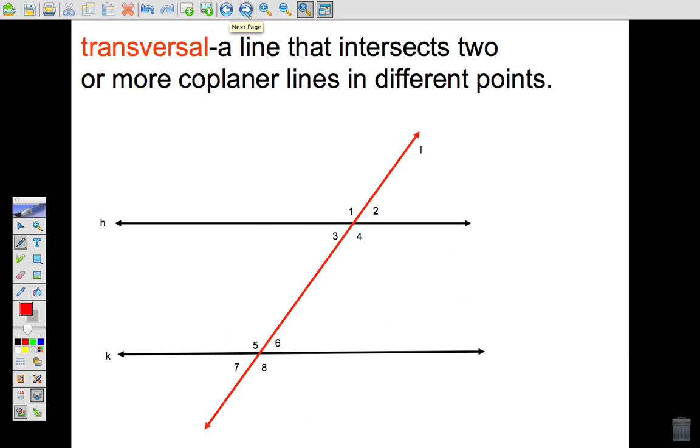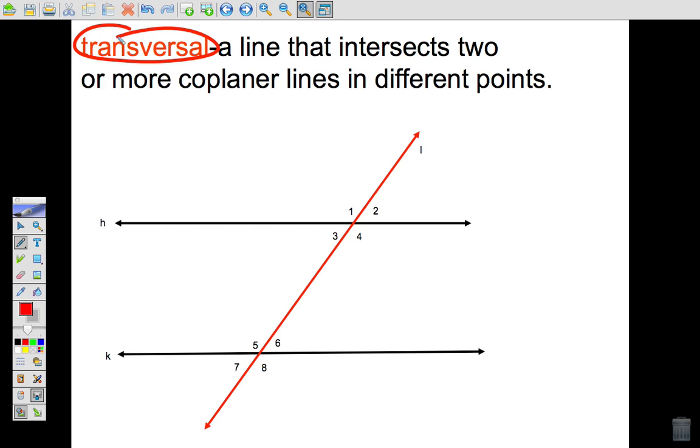All right, a transversal. And you can see why this section was labeled as definitions. We've got a few of them. Okay, a transversal is simply a line, the red one here, that crosses or intersects two or more coplanar lines in different points. Sounds complicated. All a transversal is, is simply a line that crosses two other lines. So would you agree that my red line crosses two other lines, the two black lines? And the answer is yes.